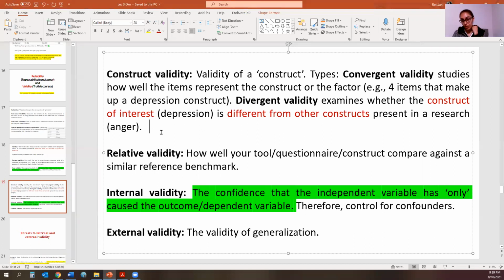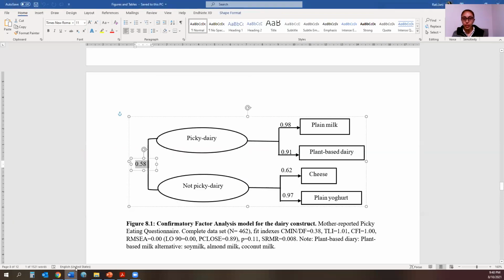Then you have relative validity. Relative validity is where you compare your tool to a reference benchmark, something which is already published, validated, acknowledged, and respected in the literature. So what does this mean? It means that, let me show this to you, how I did this.